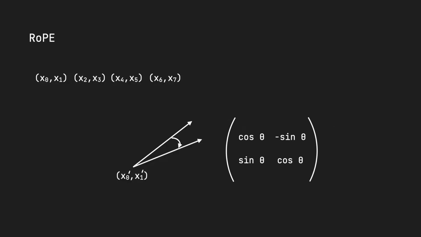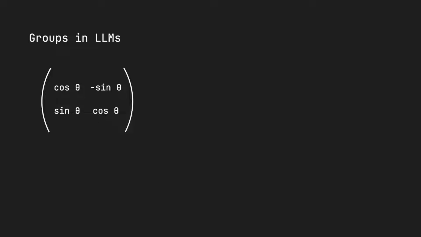So what we're doing here is using that angle and putting it in this matrix, transforming this vector and rotating it. And we're doing this for each of those vectors. What this is an example of is an SO2 group. It's an SO2 group that we're applying to it.